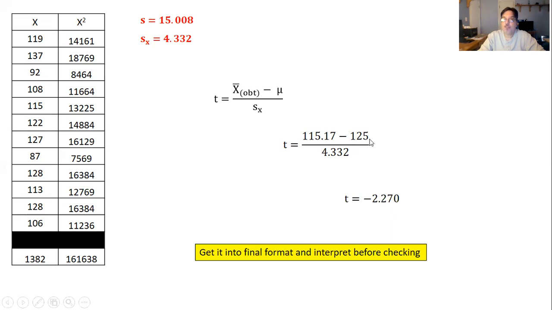Subtract from that 125, which is the average electric car speed from the question, over the standard error of the mean, which is 4.332. We calculate that out for t, and that gives us a negative 2.270.